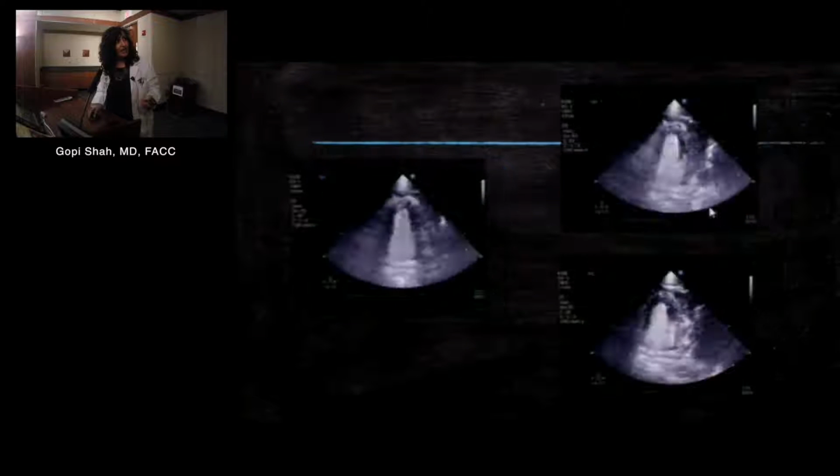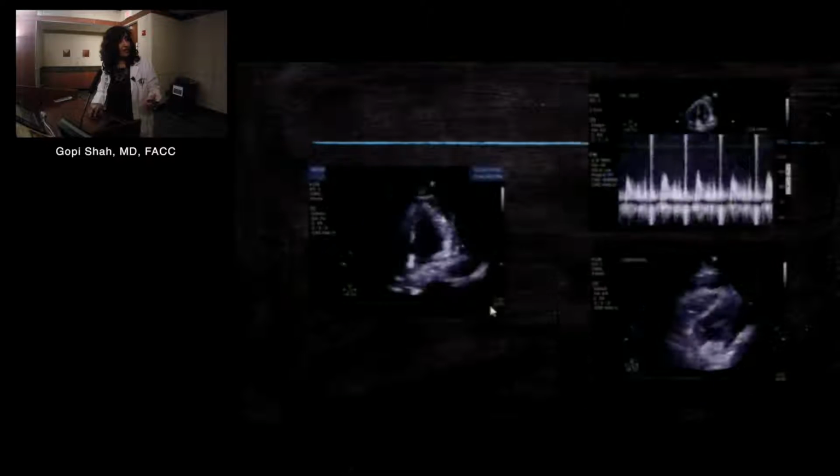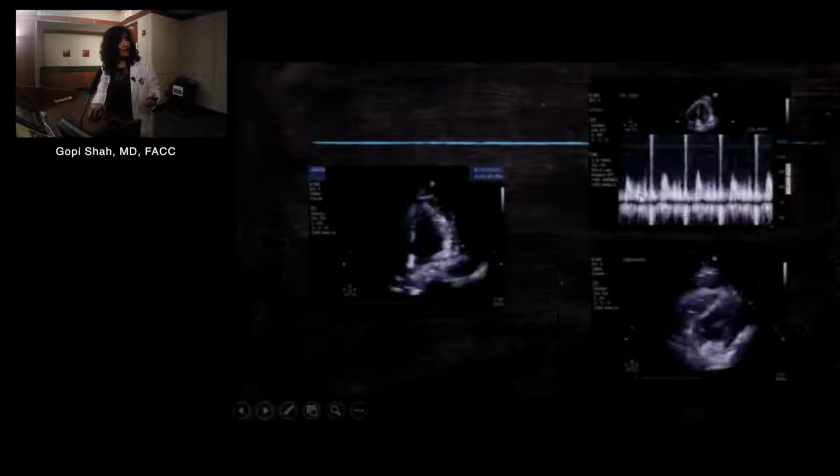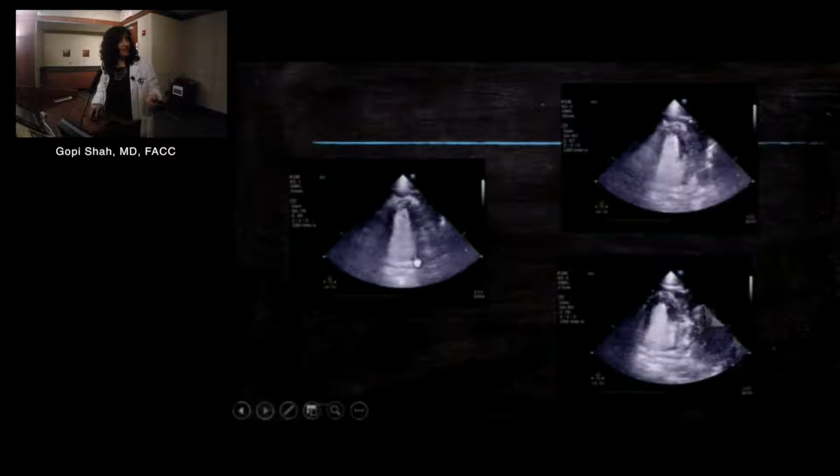You see nothing very convincing. Sorry, let me go back. Nothing very convincing here by Doppler. But again, this view is very concerning. If you see something like this, you have to be very concerned that this is a very hemodynamically significant collection in the pericardial space. And this is what, when they gave contrast, it lit up outside.